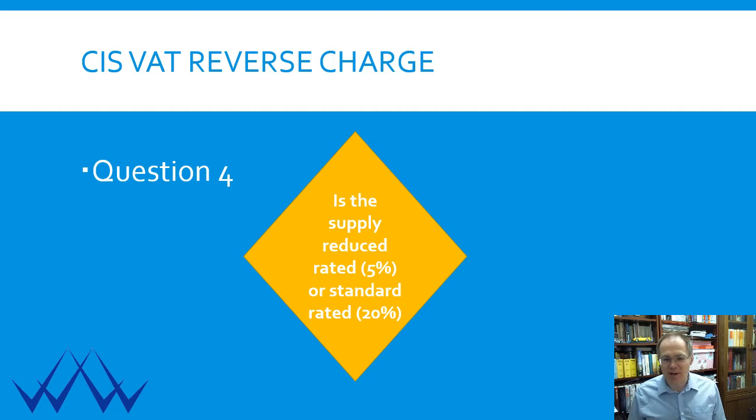Question 4, is the supply that you're supplying reduced or standard rated? So if you're VAT registered, you'll be aware that as a builder, for most supplies you charge VAT at the 20% rate. Sometimes, if for example you're working on a conversion of a non-residential building to a residential, you might charge VAT at 5%. But there may be cases, for example, working on a new build where the house has been constructed from scratch, that you don't charge VAT at all. If it falls into that last category, i.e. you don't charge VAT because you're applying it at the 0 rate, again the VAT reverse charge doesn't apply and you just carry on regardless.